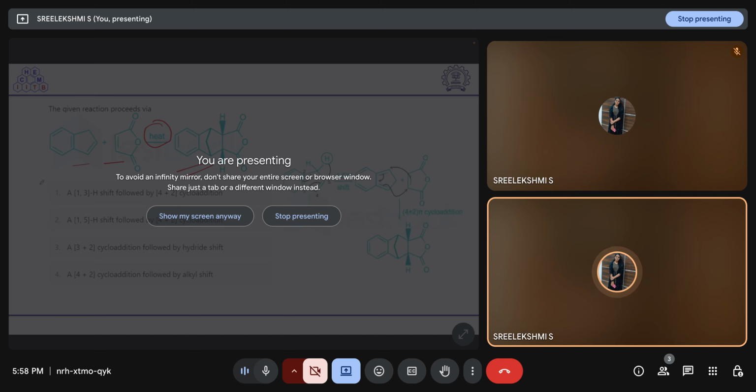So here what is happening? First a 1,5 hydrogen shift is happening. So if we consider this as 1, this will be 1, 2, 3, 4, and 5. So hydride is shifting from this position to this position to form this diene. Then a 4 plus 2 cycloaddition is happening, that is a Diels-Alder reaction, to form this compound. So the correct answer is 1,5 hydrogen shift followed by 4 plus 2 cycloaddition.